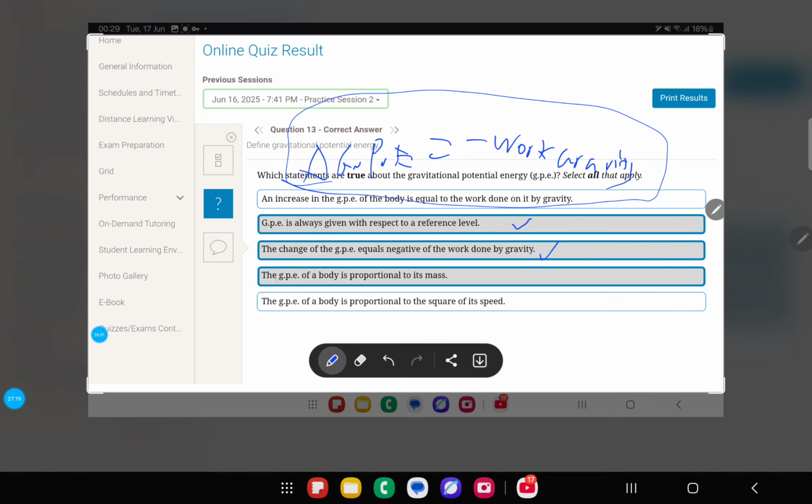Now, the GPE of a body is proportional to its mass. Basically, they're saying GPE equals mgh, right? It's proportional to its mass. Why? Because when we multiply the mass by 2, for example, this will increase also. So it's proportional to its mass.